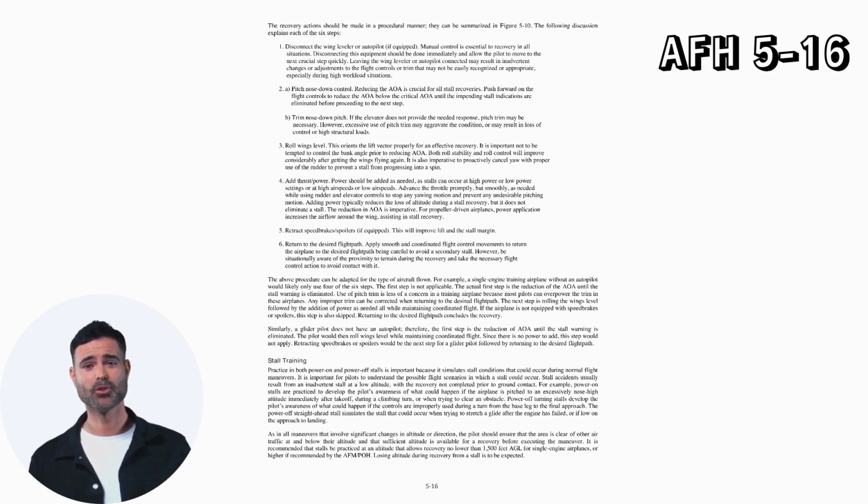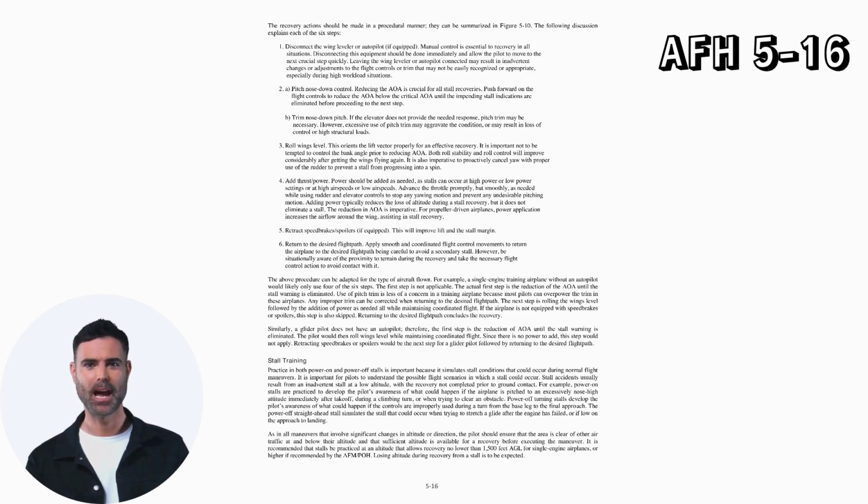5. Retract speed brakes and spoilers, if equipped. This will improve lift and the stall margin. 6. Return to the desired flight path. Apply smooth and coordinated flight control movements to return the airplane to the desired flight path, being careful to avoid a secondary stall. However, be situationally aware of the proximity to terrain during the recovery and take the necessary flight control action to avoid contact with it.